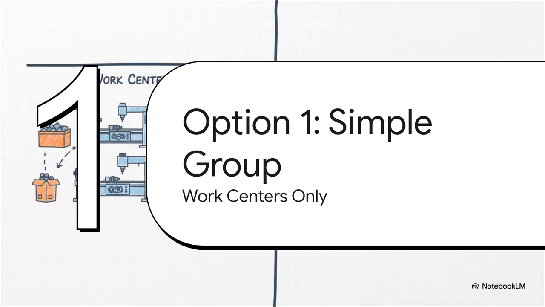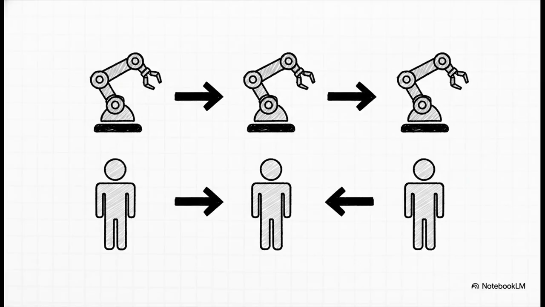Okay, let's start with the most common approach, the one we're calling the simple group. And as the name suggests, this setup keeps things really clean by just ignoring machine centers completely. Here, we're only using work centers. The absolute key here is one word: interchangeability. If you have a group of machines that all do the exact same thing, or a team of employees who can all handle the same exact tasks, this is almost always going to be the right choice for you.